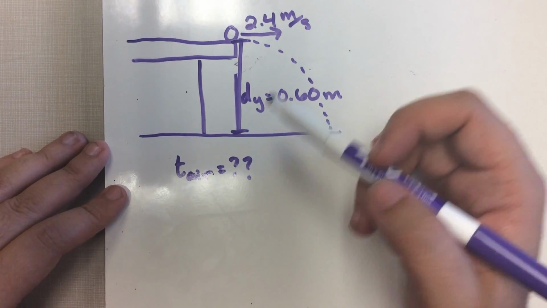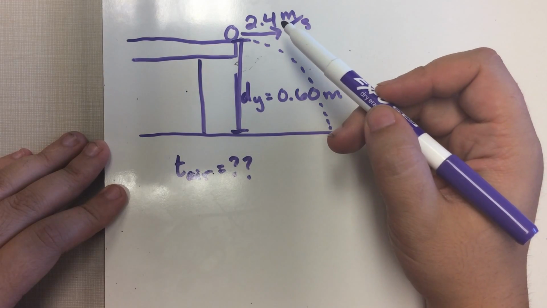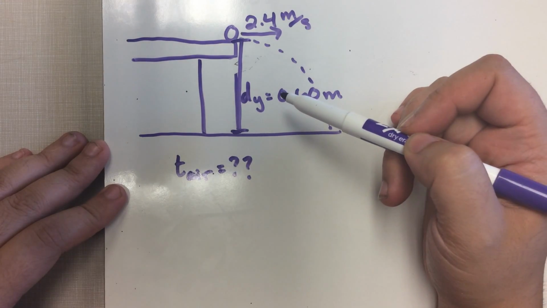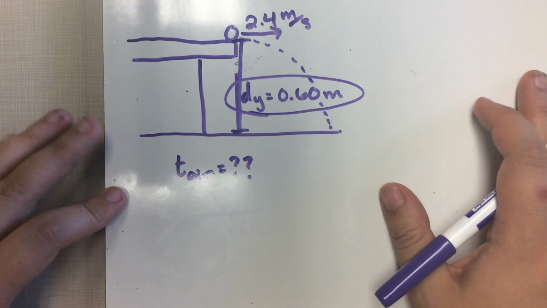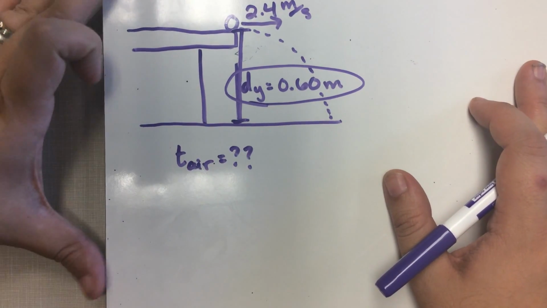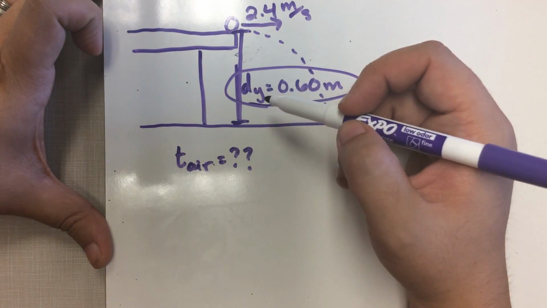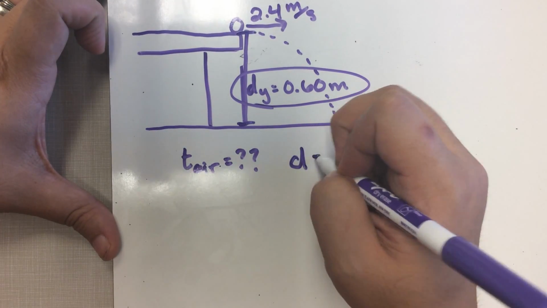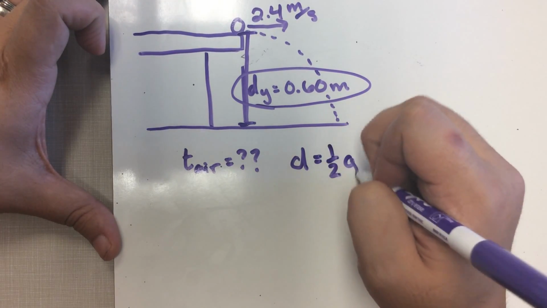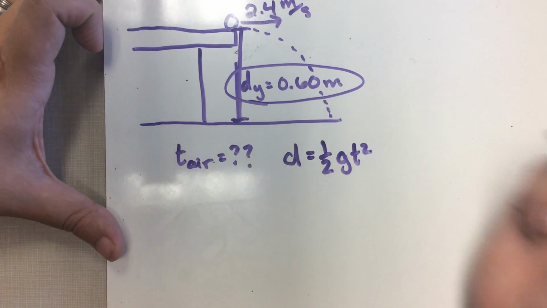Now, what determines time in the air? The horizontal speed or the vertical distance? Well, it turns out that it's the vertical distance that determines time in the air. So because we're dealing with vertical distance and time, we want to use the equation d equals 1/2 gt squared.